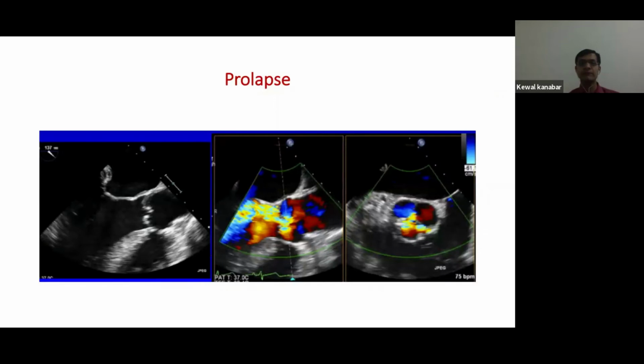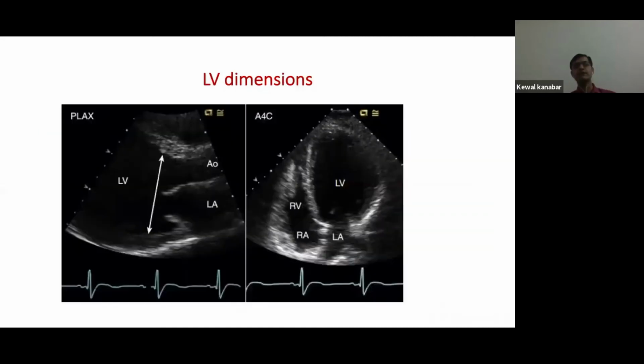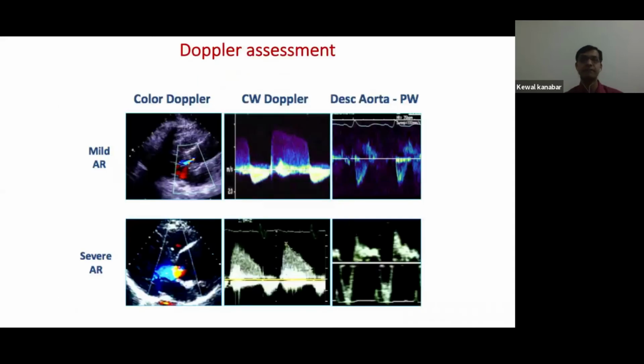Aortic valve prolapse can be assessed on transthoracic as well as transesophageal echocardiogram and is best seen in the parasternal long axis view. Also, as I mentioned, the assessment of LV dimensions is crucial because chronic aortic regurgitation is usually associated with a dilated left ventricle. In fact, a left ventricular end systolic dimension of more than 50 millimeters is one of the criteria for sending patients for surgery, even if they are asymptomatic when they have severe AR.